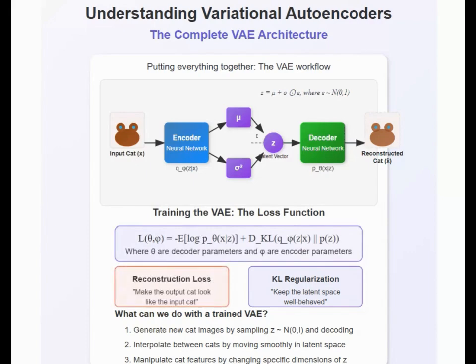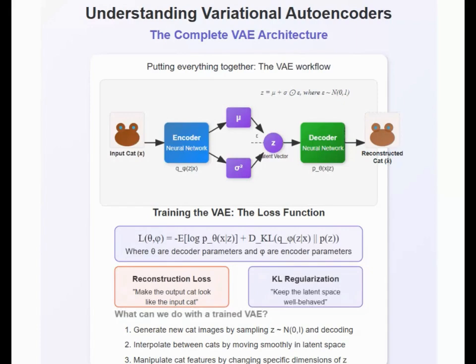Next comes the reparameterization trick we discussed earlier. z = mu + sigma ⊙ epsilon, where epsilon is sampled from a standard normal distribution N(0, 1). This allows us to sample from our approximate posterior while keeping the operation differentiable. This gives us a latent vector z, which captures the essential features of our cat, like fur color, eye color, etc. This vector is then fed into the decoder neural network, which generates a reconstructed cat image, x hat. The decoder learns to implement the likelihood P(x|z).